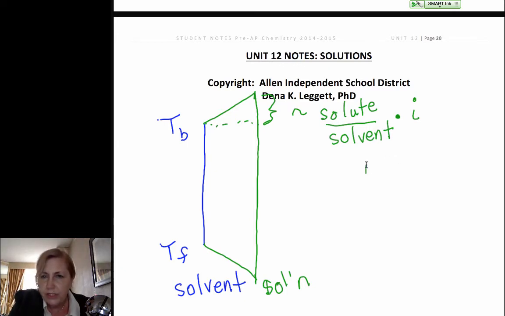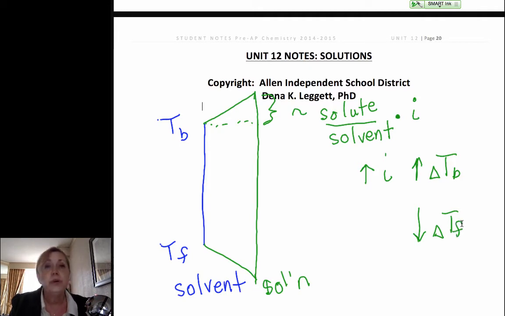So the take home here is if you increase I, you increase the change in the boiling point going up, and your freezing point becomes much lower. So this is why we put salt in our spaghetti water. People think that it makes it cook faster, and it doesn't. It takes a little longer to get it to boil, but once it's boiling at a higher temperature, it will boil faster at that point. It will cook at a higher temperature, but it takes a little longer to get the water to boil.